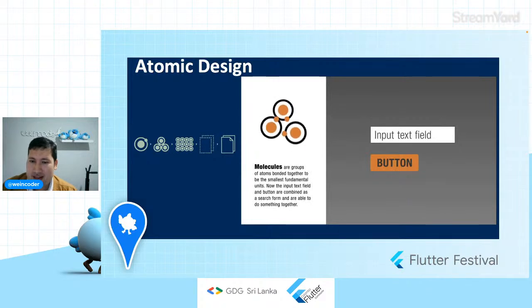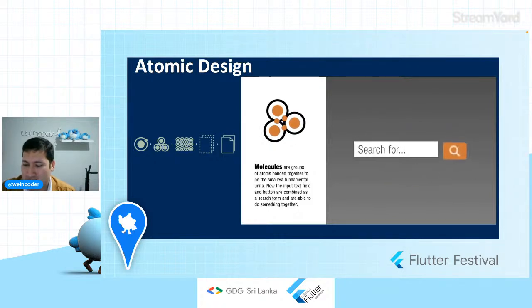The next component are the molecules. When you merge atoms, you can build molecules. Molecules are functional units of several atoms, but they don't have multiple responsibilities. For instance, an icon, a text, and a button inside a card are a modal, and it is a molecule because it retains a single responsibility. Or on my screen, I show an input and a button. When we merge these two components, we build a search button.